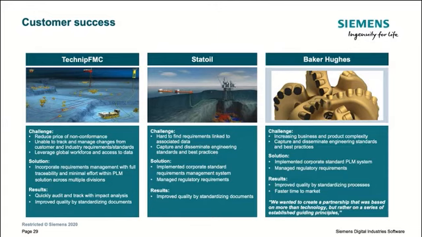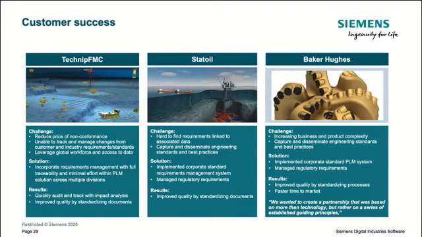So let's have a look at some customer successes. We've seen what Polarion can do, and in this slide we see how it helped some customers to overcome their challenges in the energy and utilities industry. Let's first start with Technip FMC. Their challenge was to reduce the price of non-conformance and improve their ability to track and manage any changes. By implementing requirement management, they were now able to quickly audit and track changes with impact analysis and improve their quality by standardizing any documents.